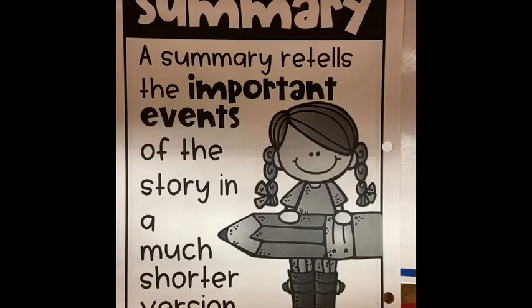And sometimes kids are really good at picking out the important events, and sometimes kids just think that they have to tell everything. So that's why we teach you how to write a good summary. A good summary is not too short, but not too long either. It's kind of like Goldilocks. It needs to be just right. So a summary retells the important events of the story in a much shorter version.